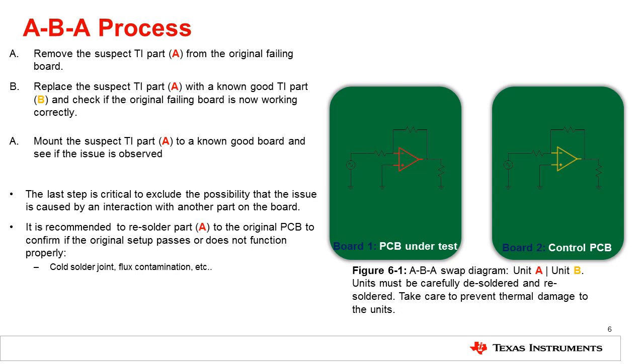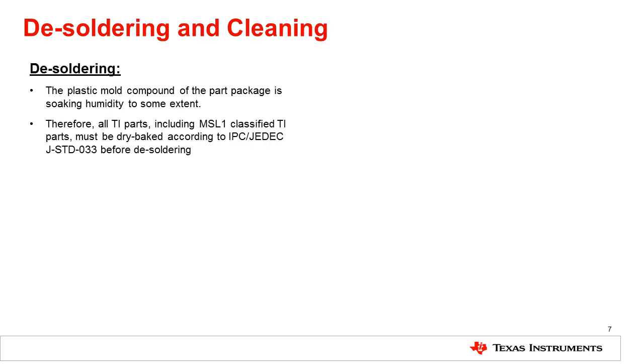Remember, it is extremely important to ensure care is taken during desoldering and resoldering processes. Proper soldering and removal of the component from the PCB is critical to the ABA swap process and for failure analysis submissions. Patience and due diligence is required to safely remove components from the non-conforming PCB.